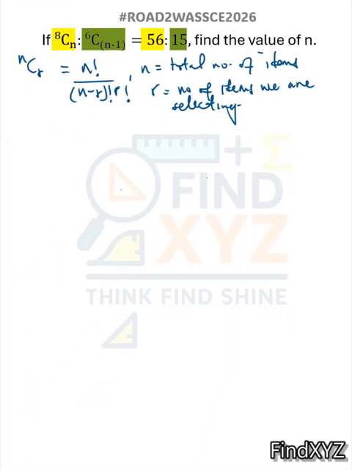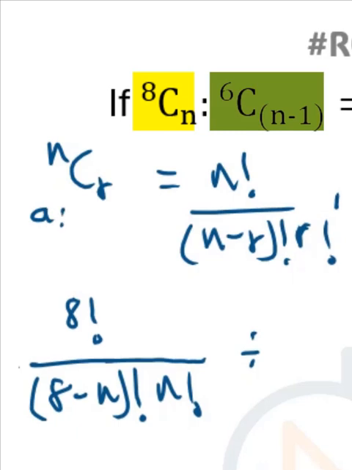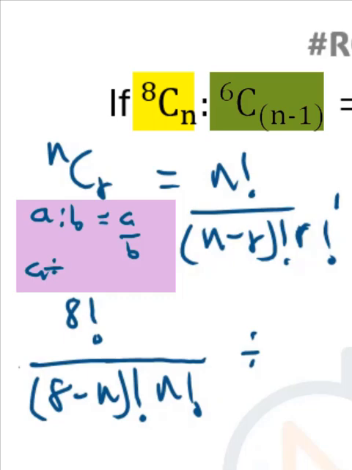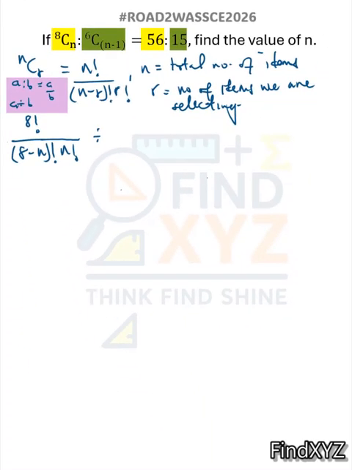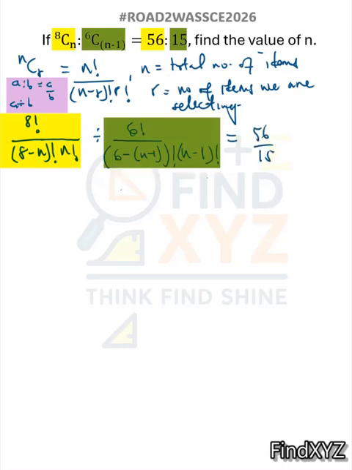So let's express 8 combination n. We say 8 factorial over 8 minus n factorial times n factorial. Now the "is to" we can write as division, because a is to b is the same as a over b, and a over b is the same as a divided by b. So how can I also express 6 combination n minus 1? Likewise, I can write 6 factorial over 6 minus n minus 1 factorial times n minus 1 factorial. Everything is equal to 56 over 15 because it is a ratio. We can express it as a fraction.